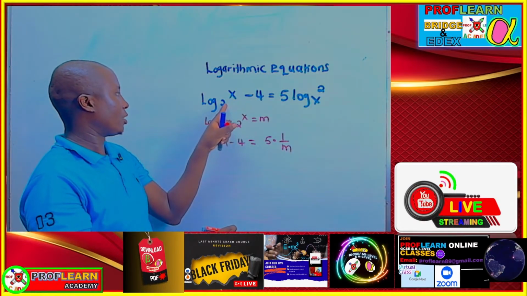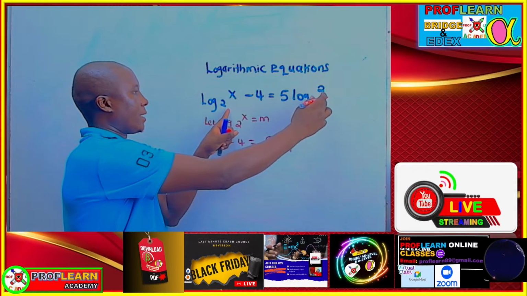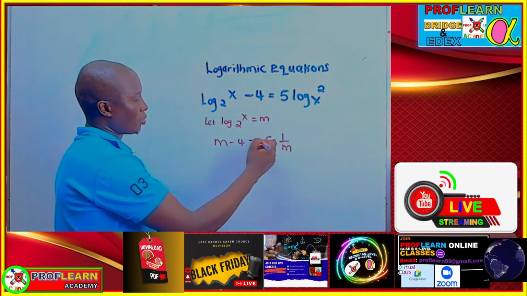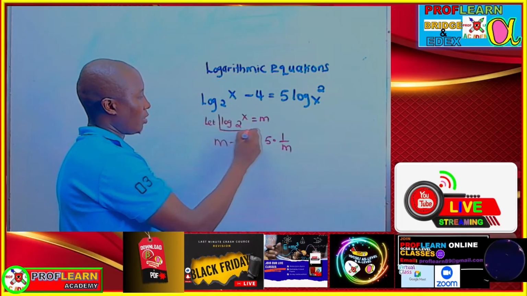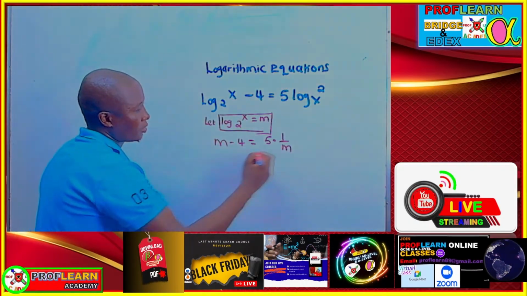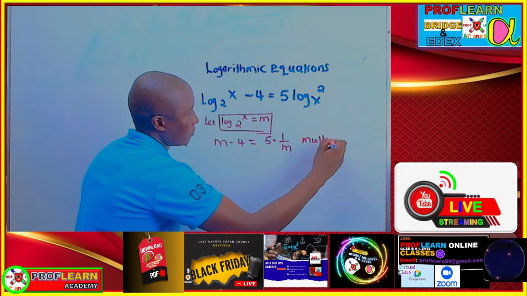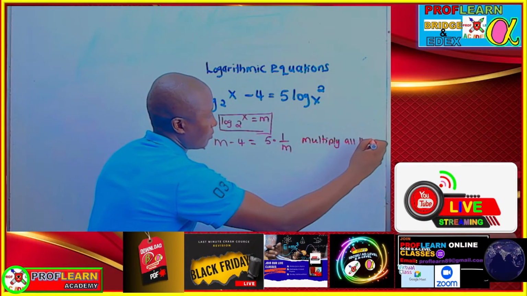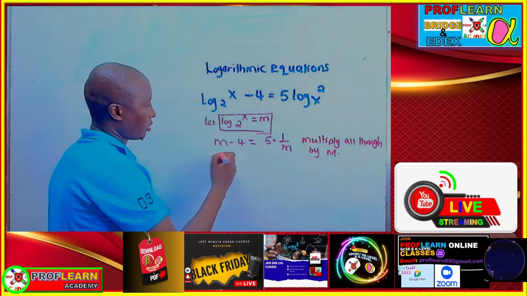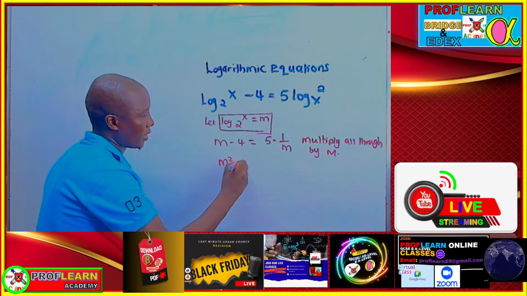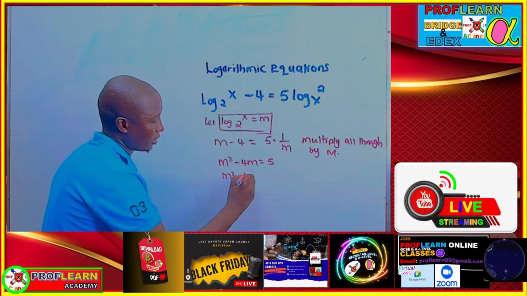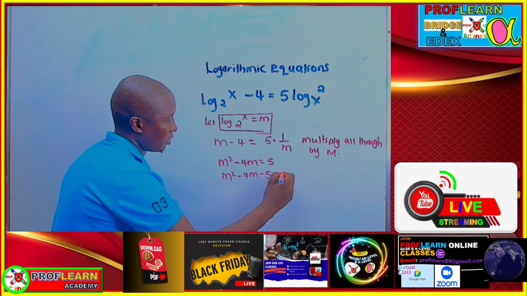So if we were having log x base 2 and this is log 2 base x, then it means they are the reciprocal of each other. So we are going to have this 1 over m because log x base 2 was m. Then if we multiply all through by m, we are going to have a quadratic equation. This is going to be m squared minus 4m is equal to 5, which is going to translate to m squared minus 4m minus 5 is equal to 0.